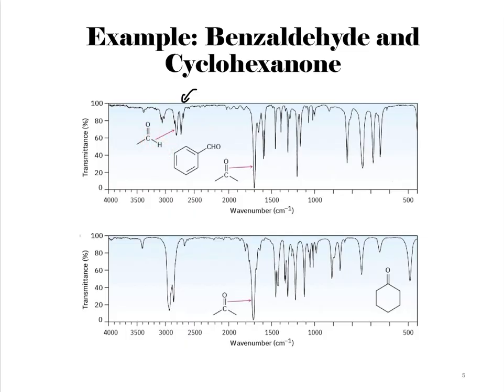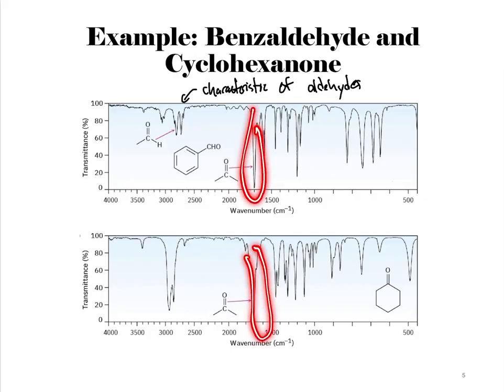And so this is always characteristic of aldehydes. This 2700 to 2800 double peak is characteristic of aldehydes. And then looking at the rest of the molecule, those are the two distinguishing features for aldehydes versus ketone here: the carbonyl stretch that we have in both of these compounds and the double peak that we see in the 2700 to 2800 region for aldehydes.